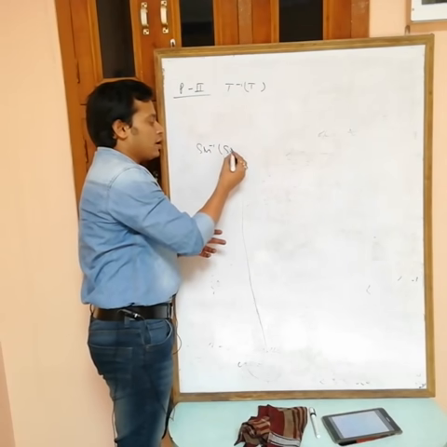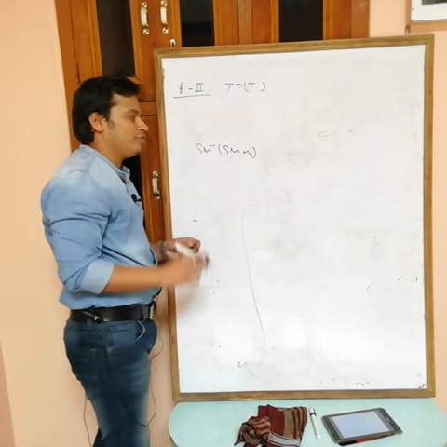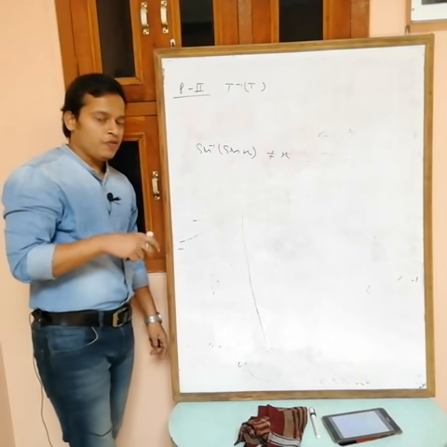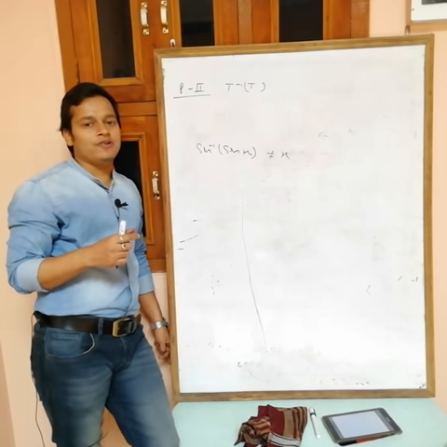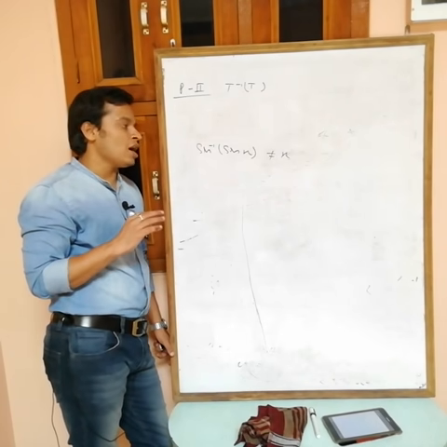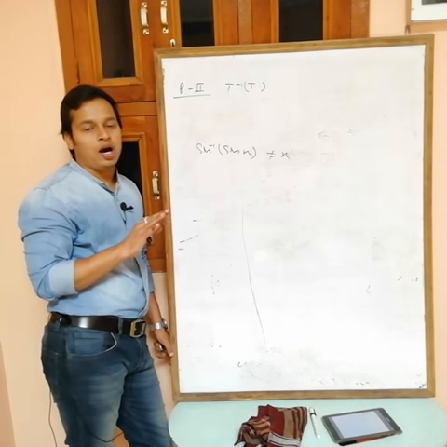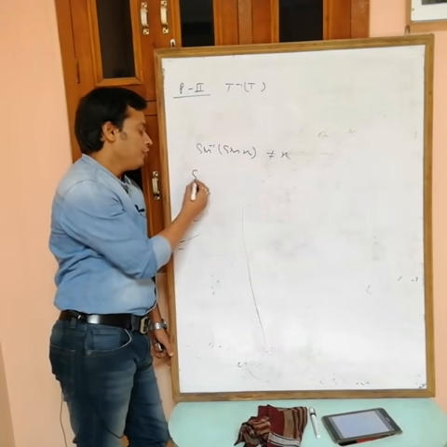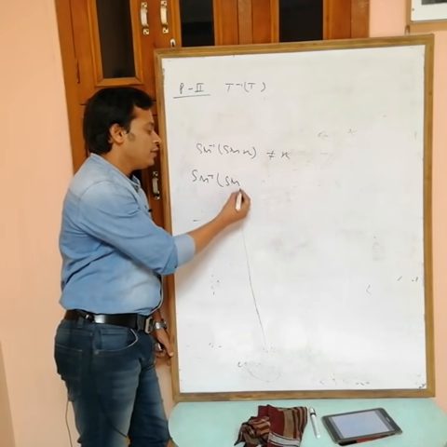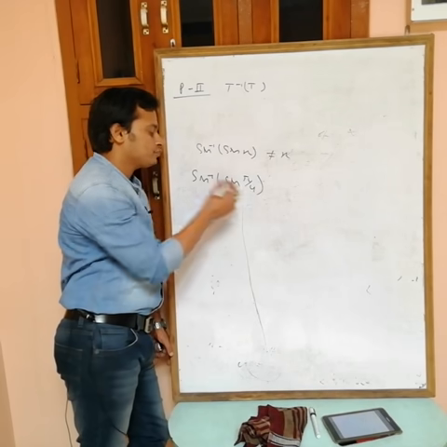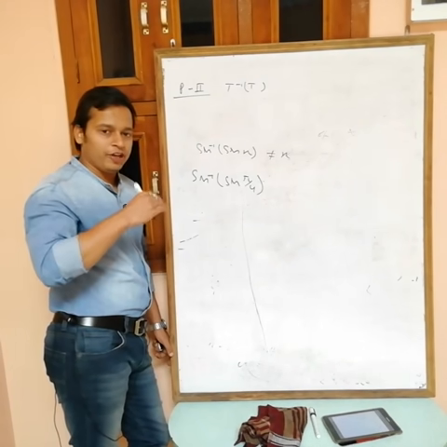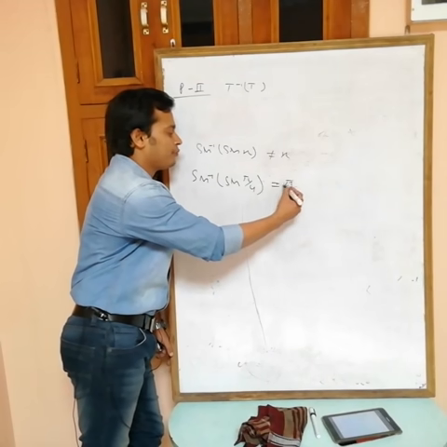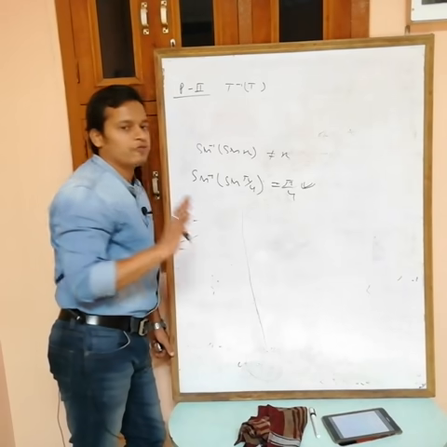Sine inverse of sine x. The value of this one is not equal to x always. For some interval this is equal to x, but not always, and this is defined for all x belongs to R, but it is not equal to x always. Why? For example, suppose sine inverse of sine pi by 4. If I use f inverse of f(x) equals x, cancel out, what are we getting? Pi by 4. Correct, this is equal to pi by 4.